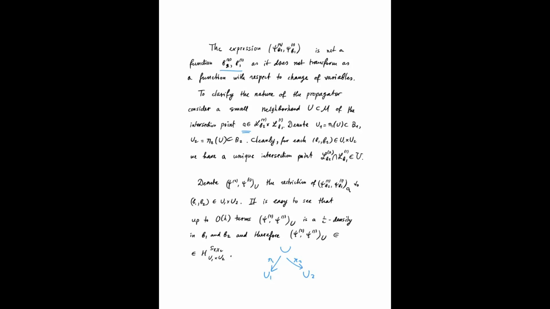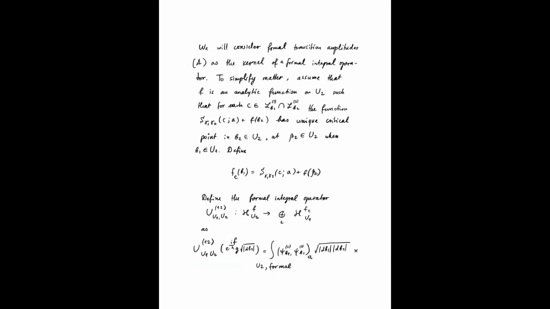So then here we have the unique intersection point A. And let's denote by psi 1, 2 U the restriction of this half density to U1 cross U2, and then it's clear that it's a half density and it's just an element of this space. So we will consider these formal transition amplitudes as the kernel of a formal integral operator.